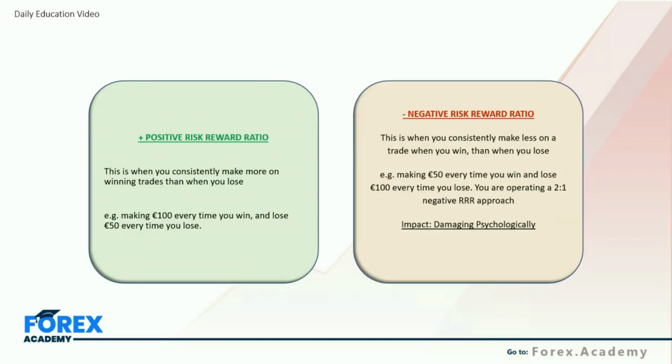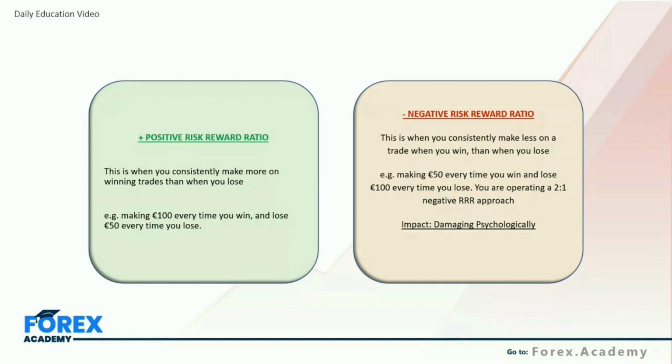So let's define these risk-reward ratios, discussing both options. A positive risk-reward ratio is when you consistently make more on winning trades than you lose. For example, making €100 every time you win on a trade and losing €50 every time you lose on a trade. We're effectively running a positive 2-to-1 risk-reward ratio. We could have only 4 winners out of 10 trades. We would lose 300 and we'd make 400, so we'd be positive overall. That's the aim of the game.